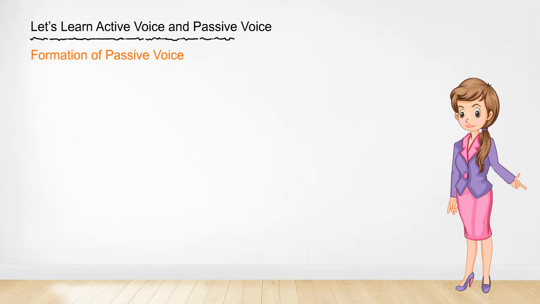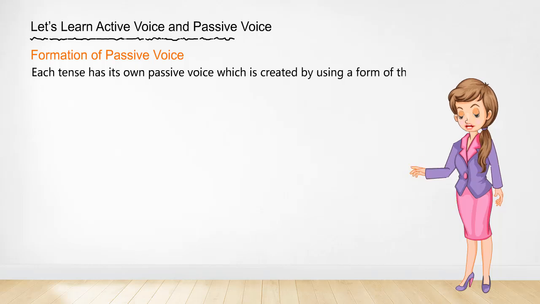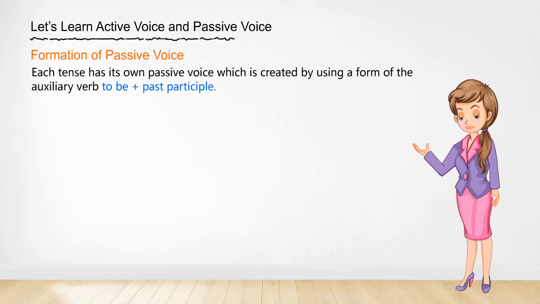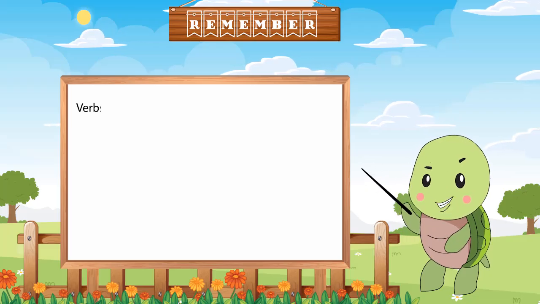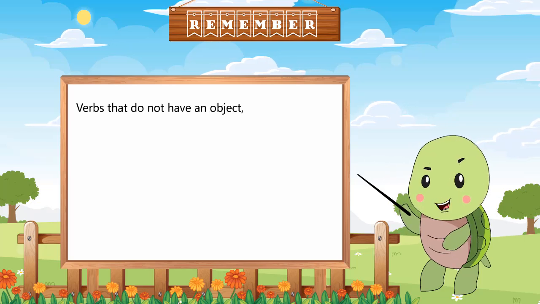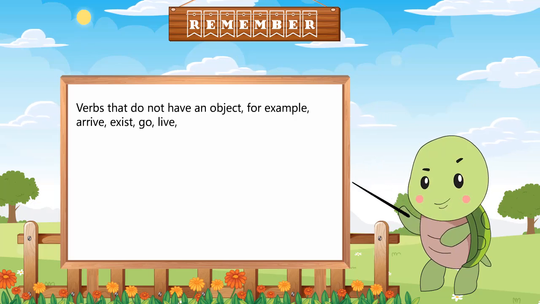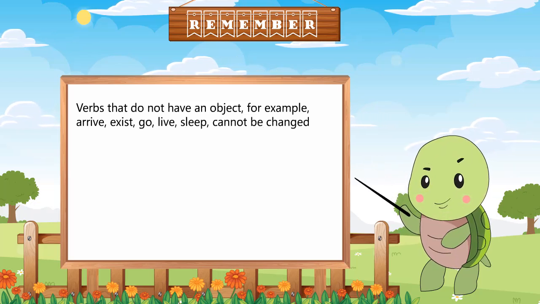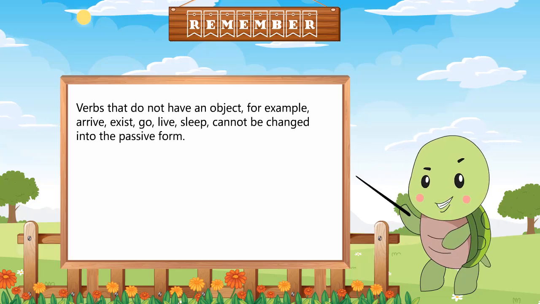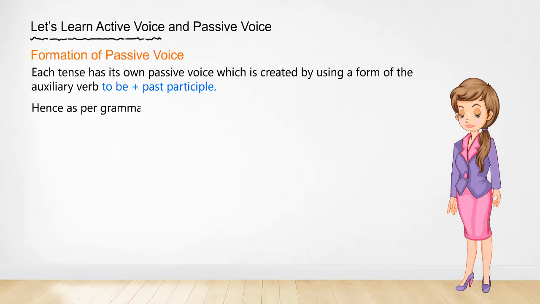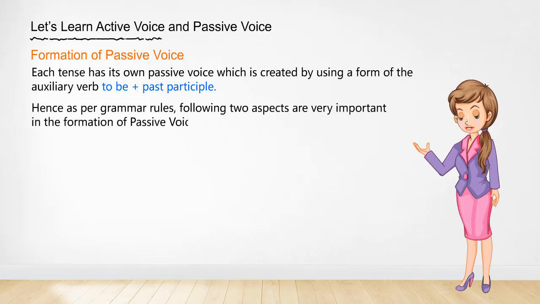Formation of passive voice. Each tense has its own passive voice, which is created by using a form of the auxiliary verb to be plus past participle. Remember, verbs that do not have an object, for example, arrive, exist, go, live, sleep, cannot be changed into the passive form. Hence, as per grammar rules, following two aspects are very important in the formation of passive voice.